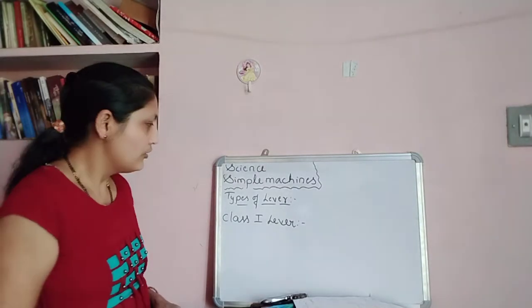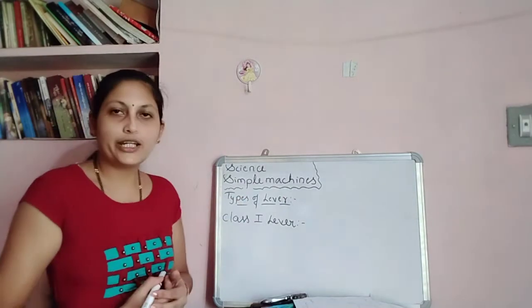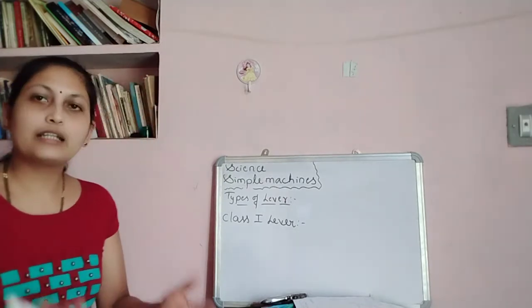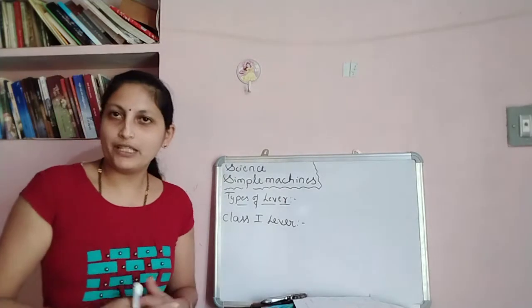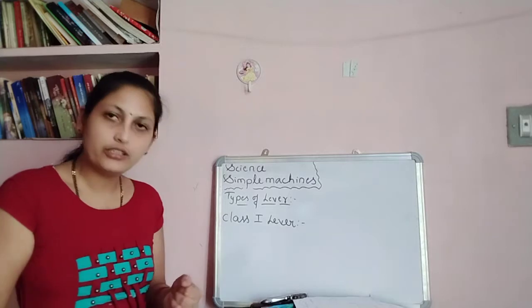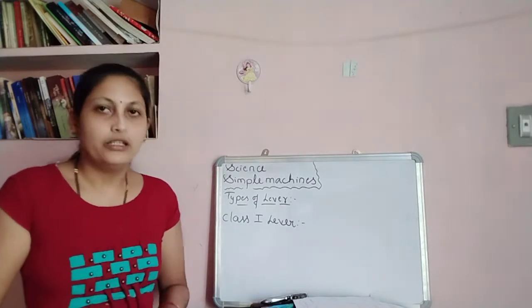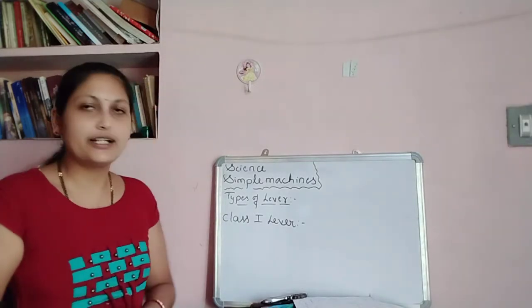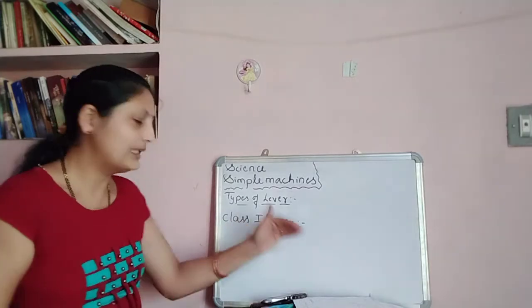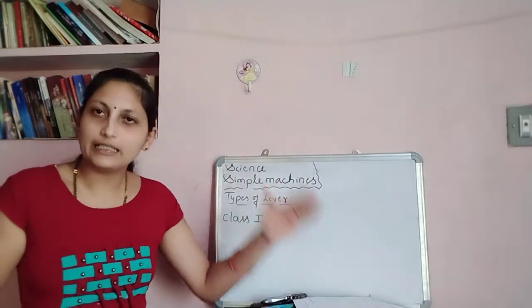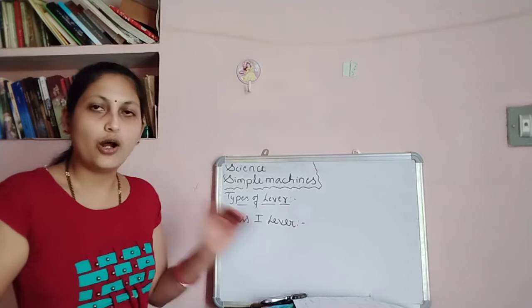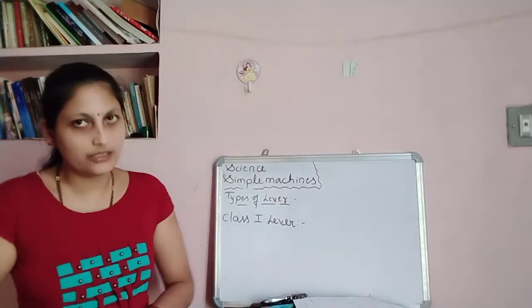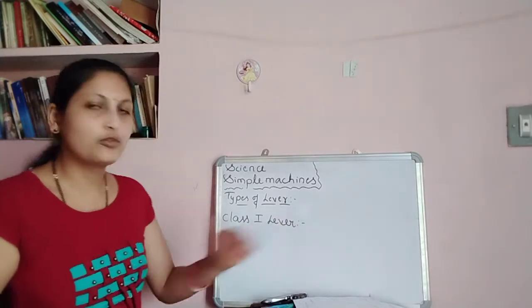Yes, children. So, next let us study about types of lever or kinds of lever. On the basis of position of effort, fulcrum and load, levers are classified into three types. That is class 1 lever, class 2 lever and class 3 lever, or order 1, order 2 and order 3. So, let us see what is class 1 lever.